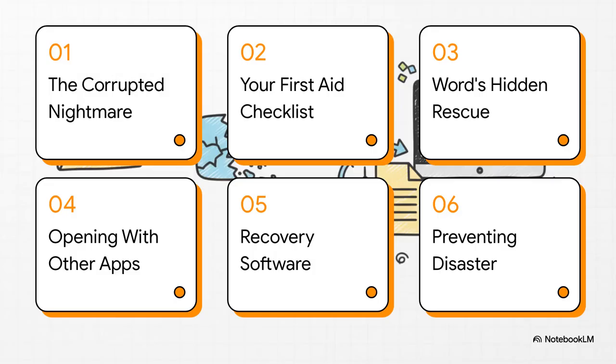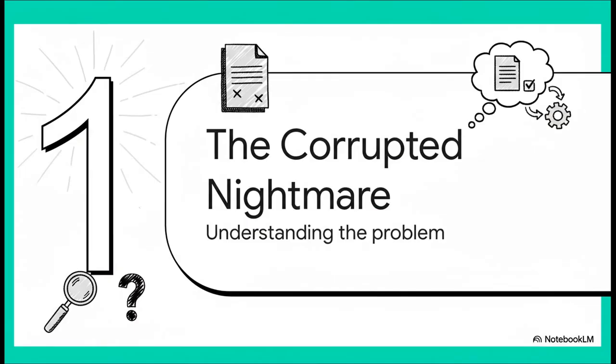Okay, so here's our game plan. We're going to start with the corrupted document nightmare itself, then run through a first aid checklist. After that, we'll dig into Word's own hidden rescue tools, look at using other apps, and even call in some special software. And finally, we'll cover how to stop this from ever happening again. Let's do it. All right, Section 1, the corrupted document nightmare.